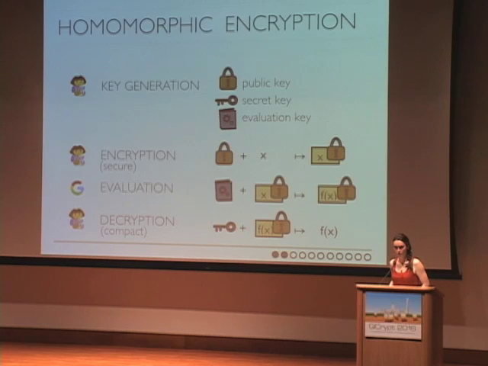So we have these 4 algorithms, and if we want to design a homomorphic encryption scheme, we need to basically define these 4 algorithms and prove that they are secure and compact, and also that they run in polynomial time.